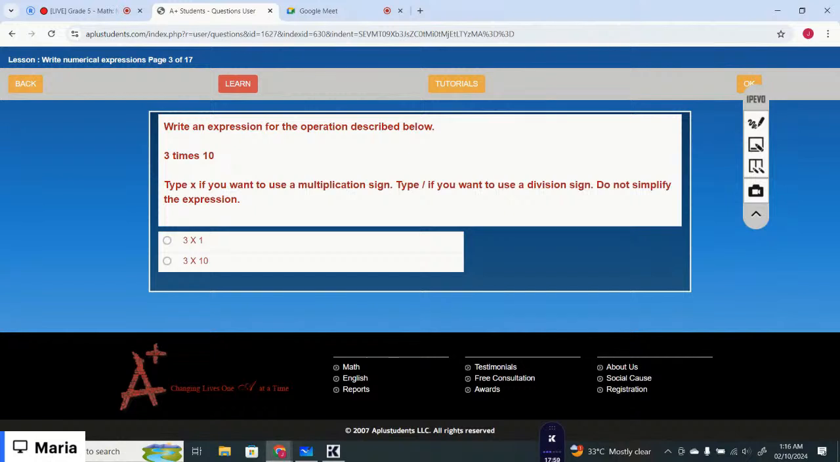3 times 10, which is the correct option. You have to multiply, times means you need to multiply. So that is 3 times 10. That is option number 2, the correct option, right? Very good.